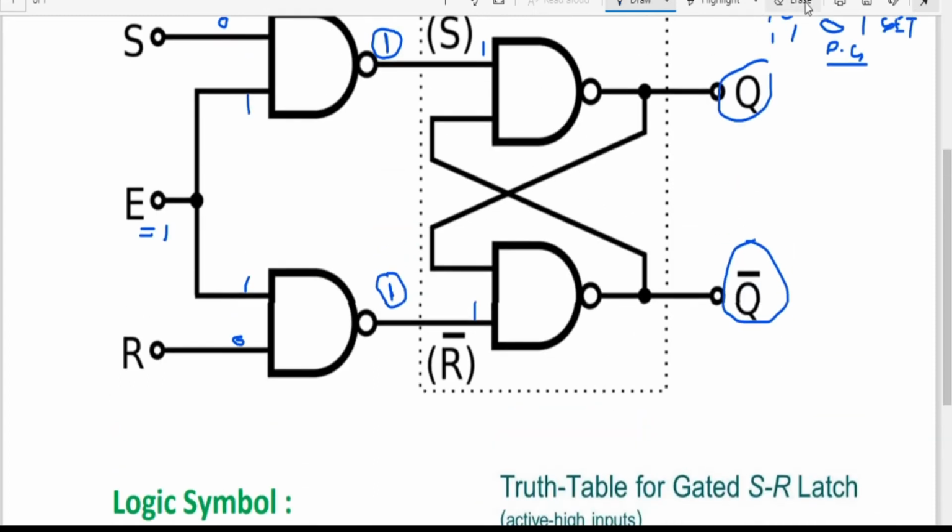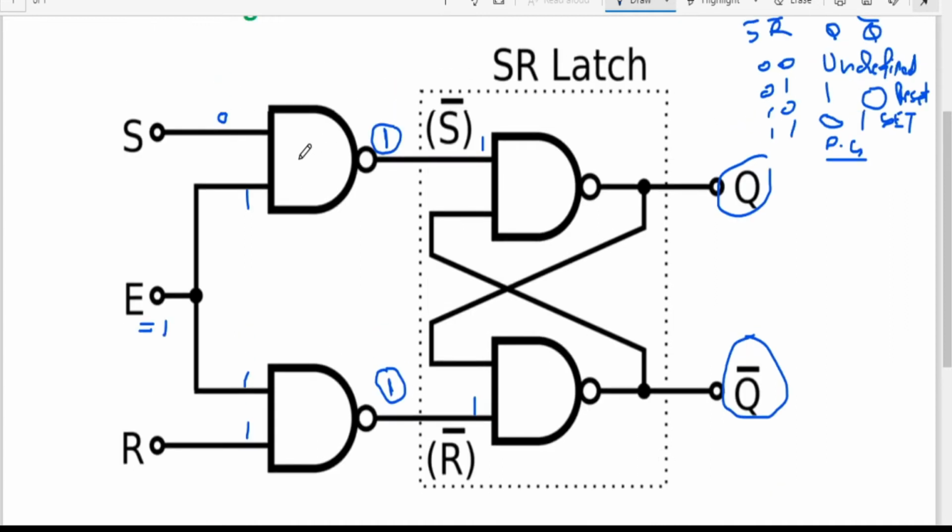Now I change the input. As the enable input is 1, I make S equal to 0 and R equal to 1. So what is happening? When I make S equal to 0 and R equal to 1, the upper NAND gate will have a high output, whereas the lower NAND gate will produce a low output.